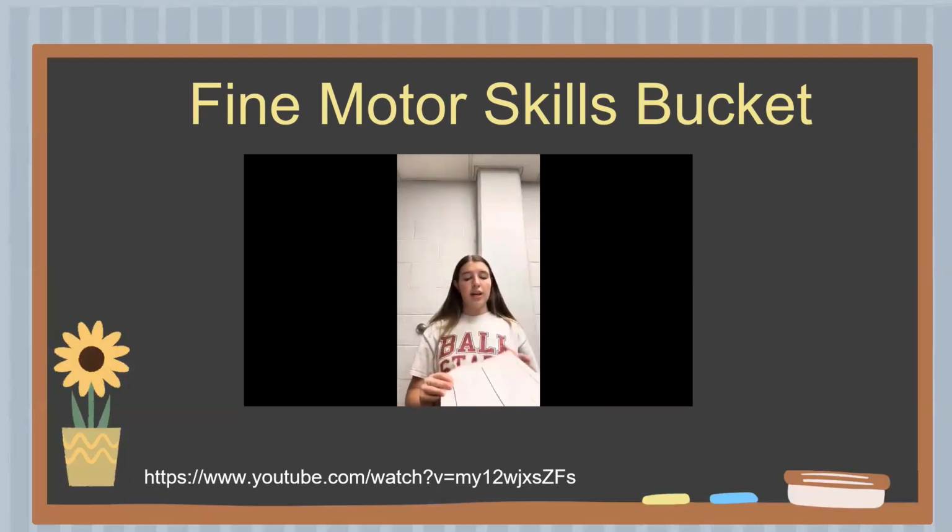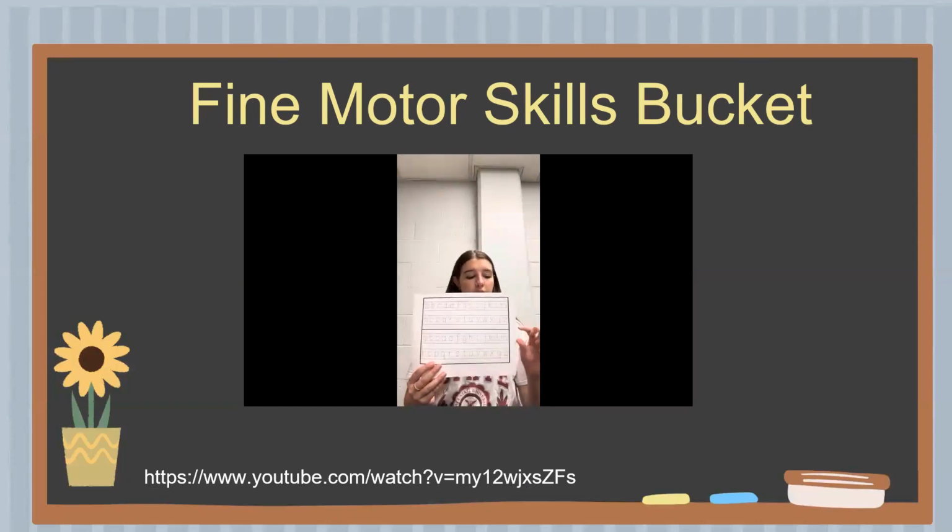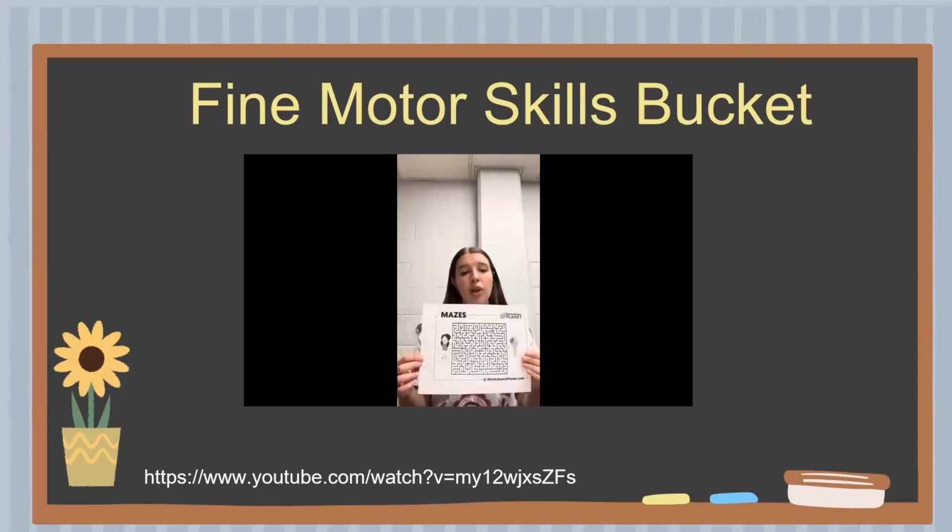Having the lines also helps with spacing. It helps them see lowercase letters should not take up the entire line and things like that. That can be very helpful. Another fine motor skill activity to include, you can make it into like a bucket or like a binder for students to work on in their free time, is something as simple as a maze. This can be very helpful for students because it helps them learn how to draw lines while staying within these lines. It's again another fine motor skill, helps them build up those skills that will help them be successful in writing better.